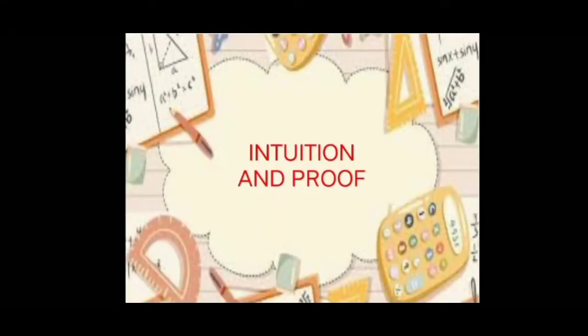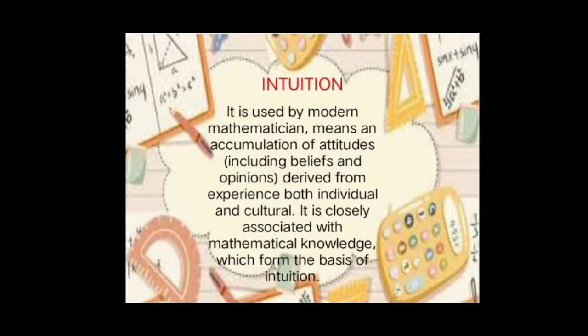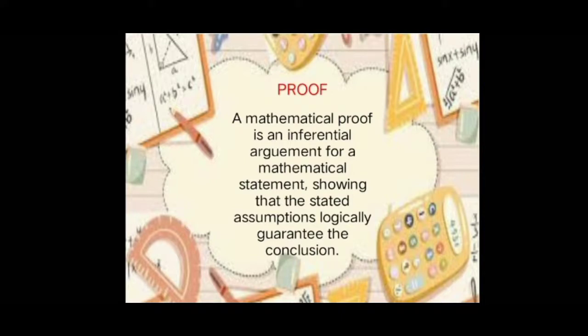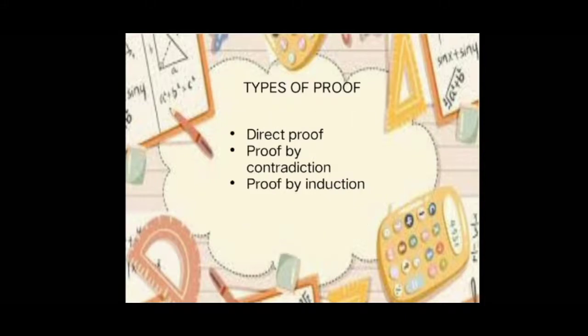Intuition and proof. Intuition is used by modern mathematicians, meaning an accumulation of attitudes, including beliefs and opinions, derived from experience, both individual and cultural. It is closely associated with mathematical knowledge, which forms the basis of intuition. Proof. A mathematical proof is an inferential argument for a mathematical statement, showing that the stated assumptions logically guarantee the conclusion. Types of proof: direct proof, proof by contradiction, proof by induction.